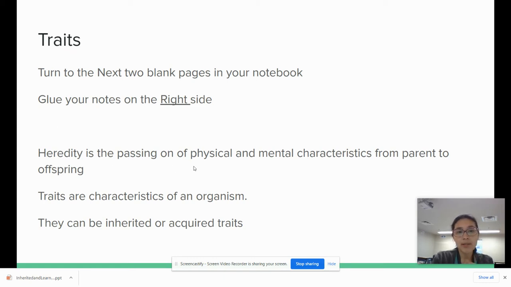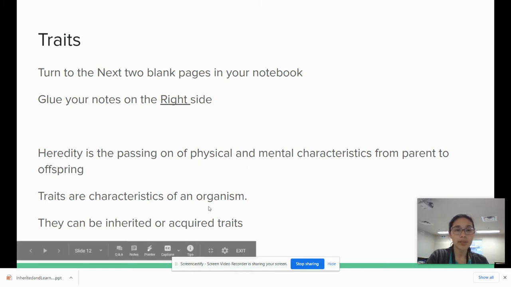Heredity is the passing on of physical and mental characteristics from parent to offspring. What heredity means is the traits that you get from your parents. Like if your parents have brown eyes, more than likely you'll have brown eyes. If your parents have dark hair, you will have dark hair. Heredity is that passing down of those traits from your parent to you. And of course, this applies to plants also. Plants have parents and they have offspring. If it's a purple plant, when it has offspring and those seeds sprout, it's going to be a purple plant also.